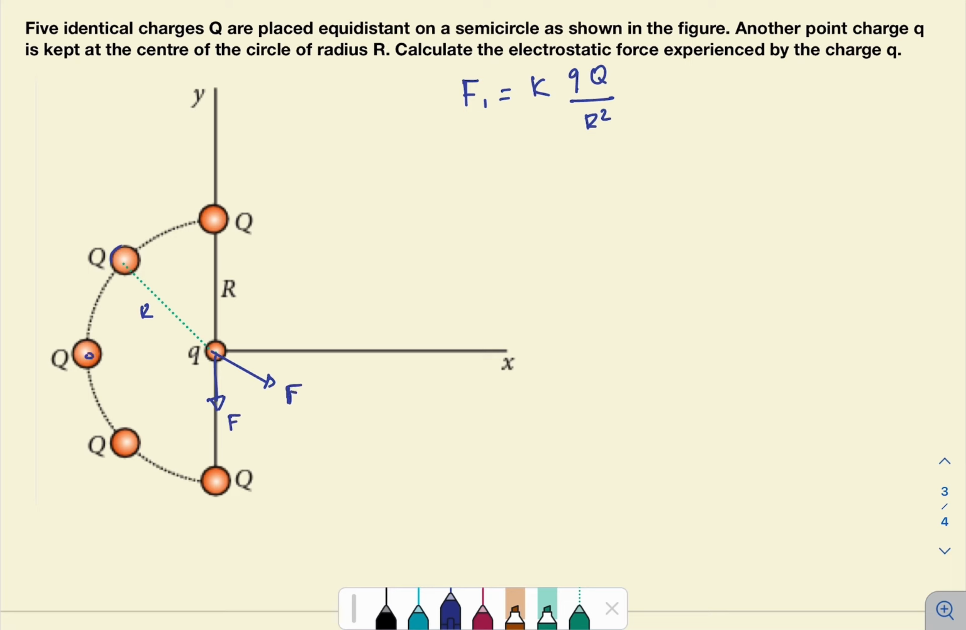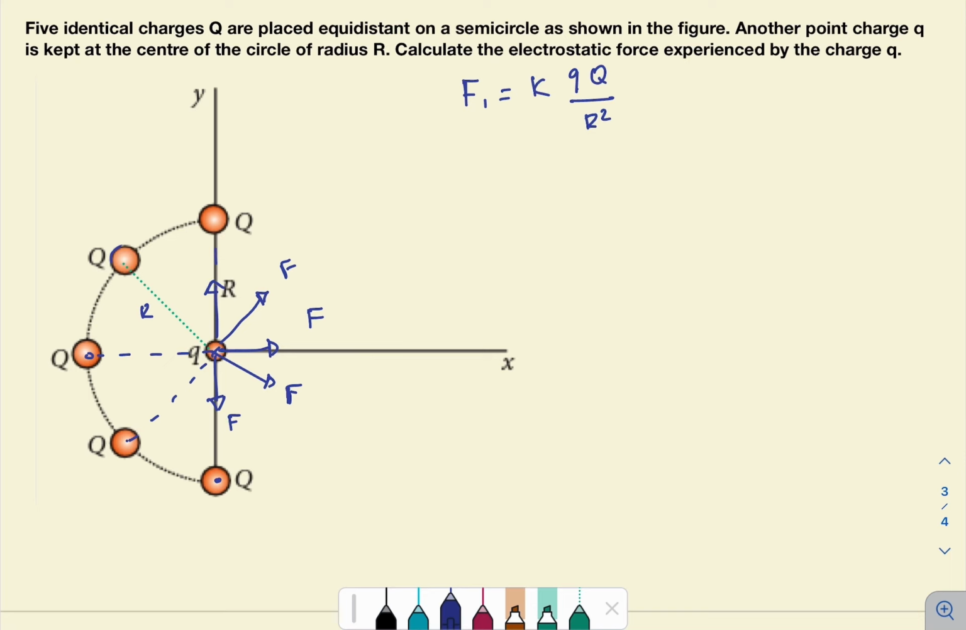Another force, due to this charge, is along this direction. Here, due to this charge, the force will be radially outward, in this direction. Due to this charge, the force will be in this direction. So there are 6 point charges. How many forces are there? There are 5 forces, all of them repulsive.